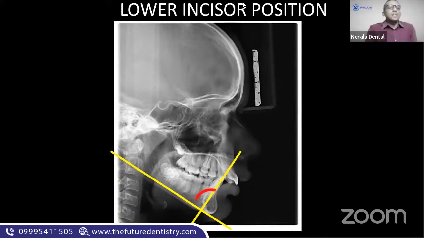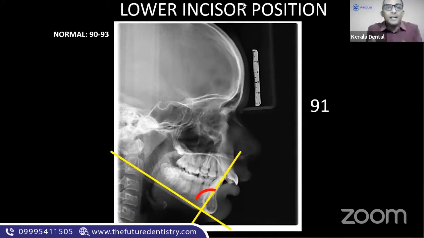Normally, that also has to be in the range of around 90 to 94, and this particular patient has something like 91, which means what? Mandibular teeth are also normal. It's not proclined, it's just normal. Upper teeth normal, lower teeth normal.